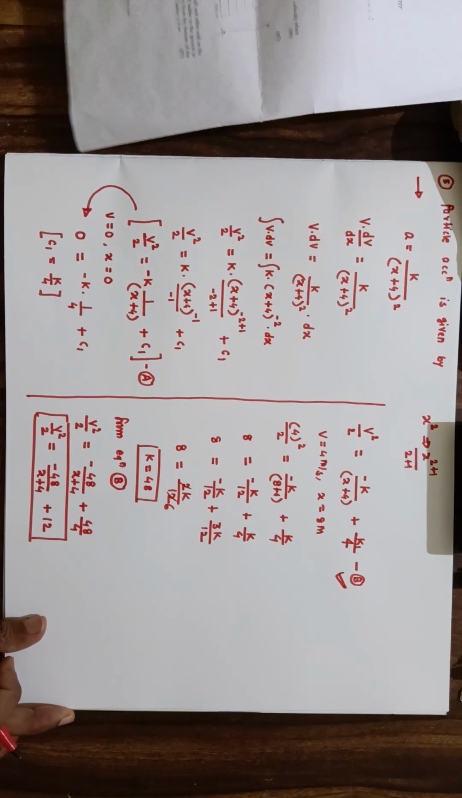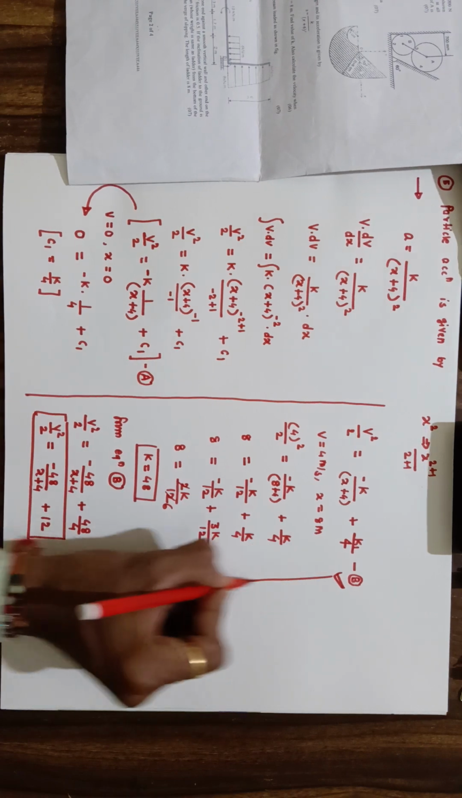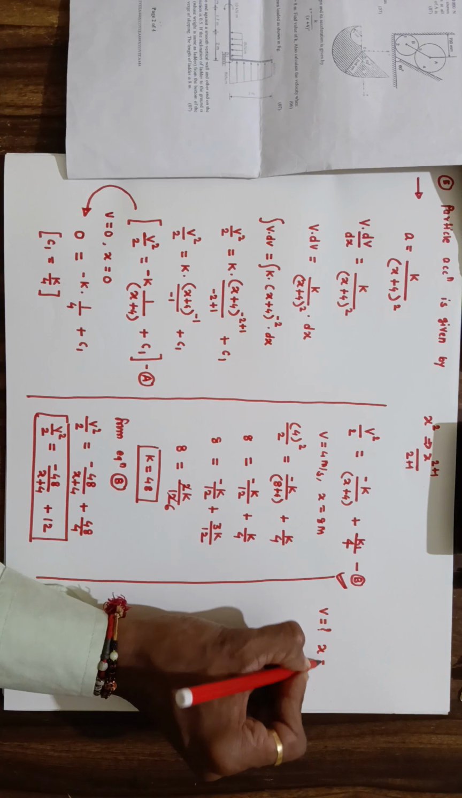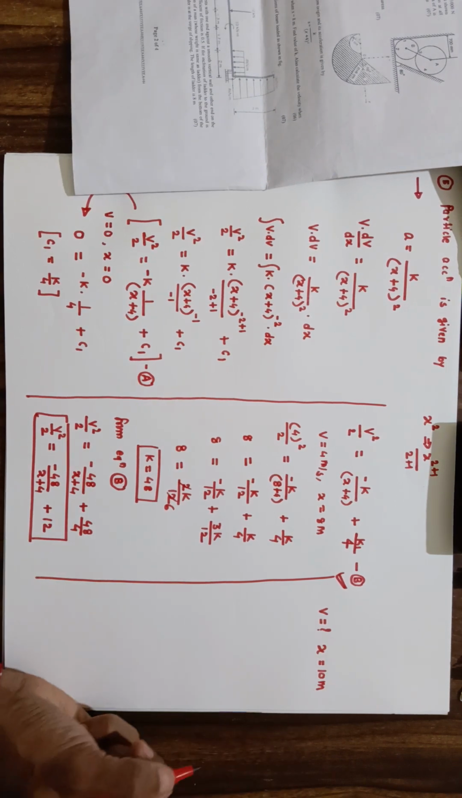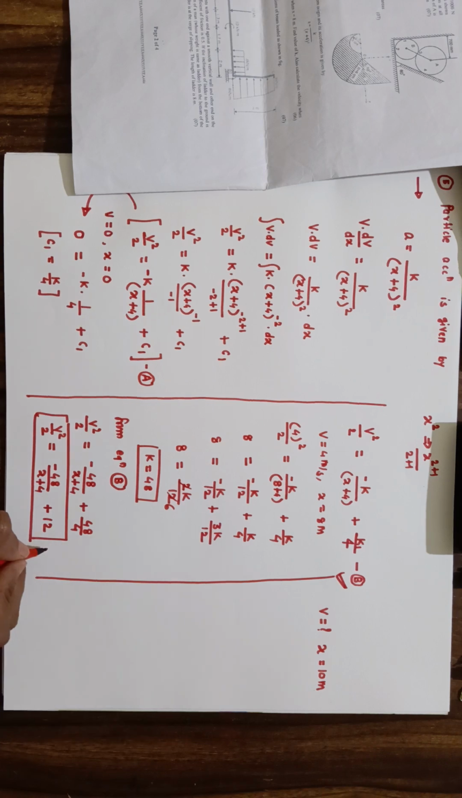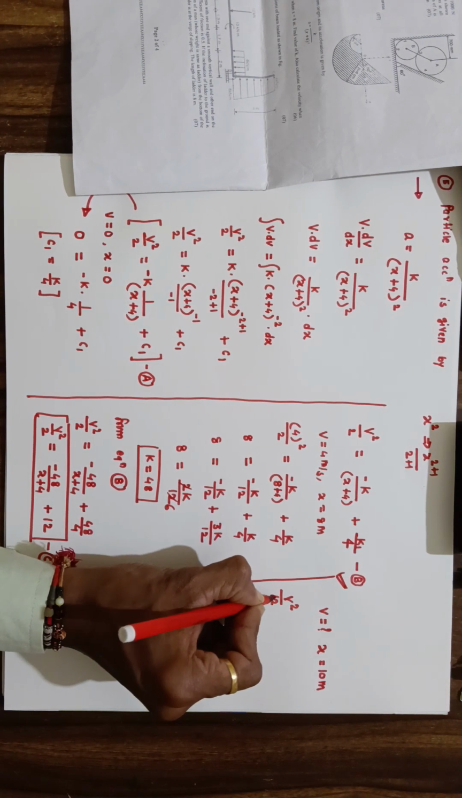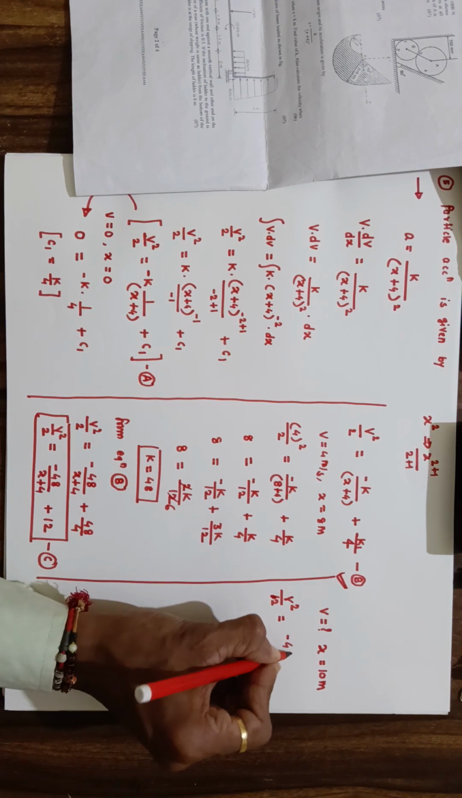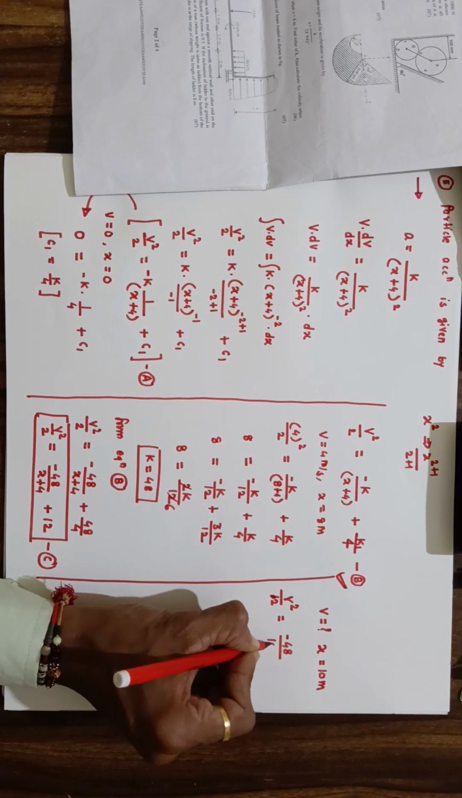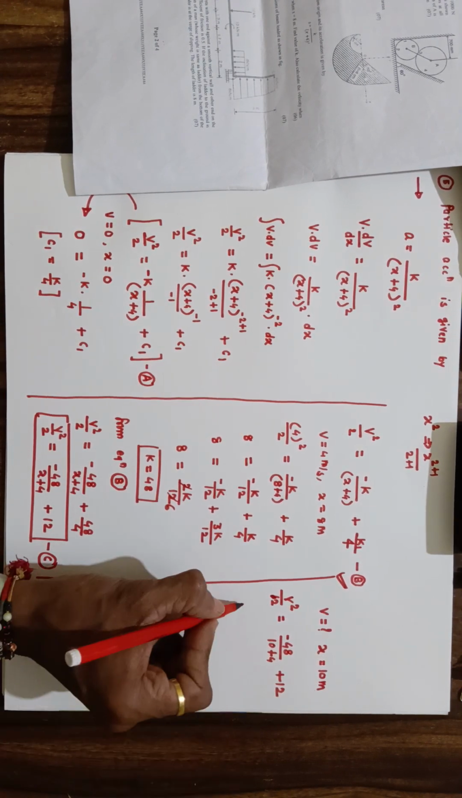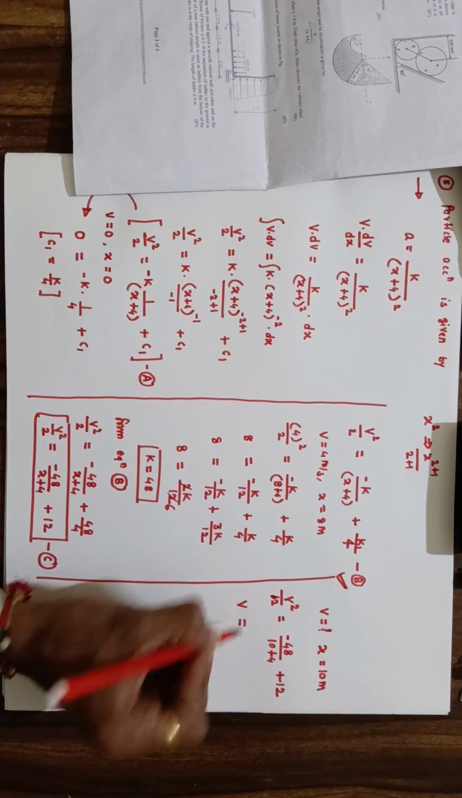Now refer to the last question. We have to find out the velocity when x is equal to 10 meter, meaning the displacement or the position is 10 meter. So put the value in equation C, which is the final equation. So v square by 2 is equal to minus 48 upon (10 plus 4) plus 12. Now you can simplify this equation and then get the value for v.